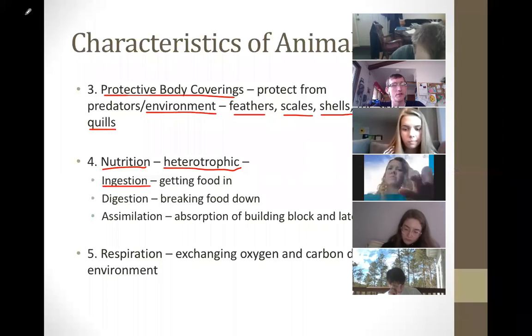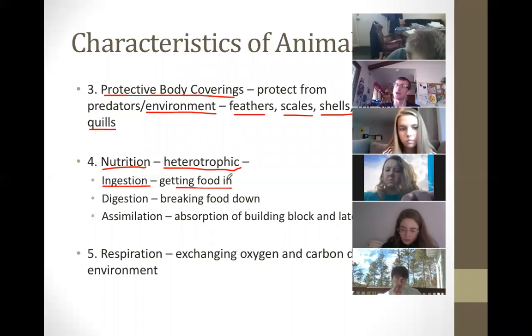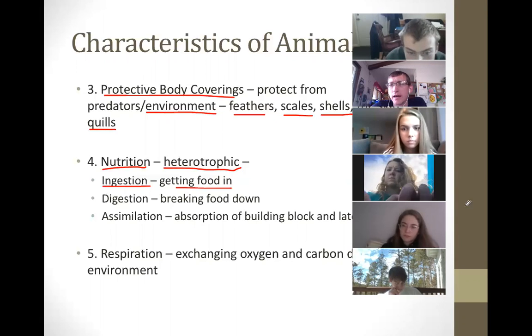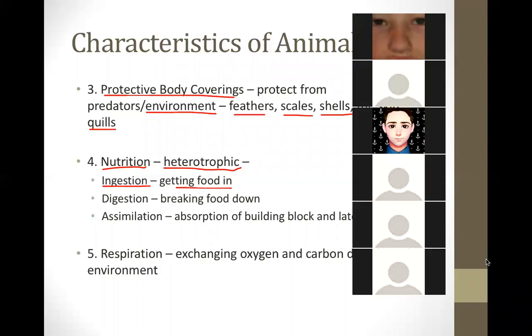Number one is called ingestion. Ingestion is literally bringing in food. And so getting food in is to ingest. And there's lots of different ways to do this. Most of our animals that we're going to talk about have a mouth and an esophagus and a stomach.